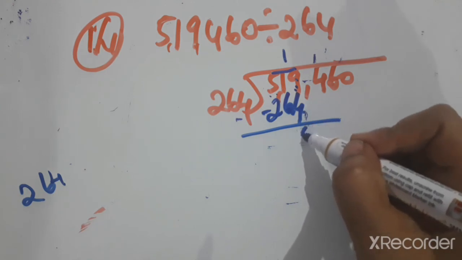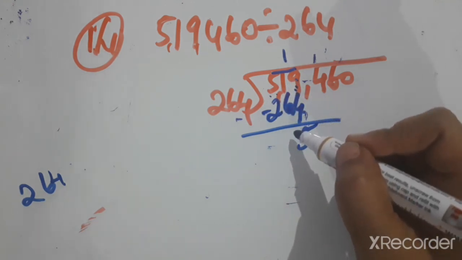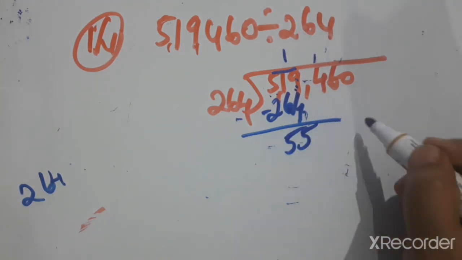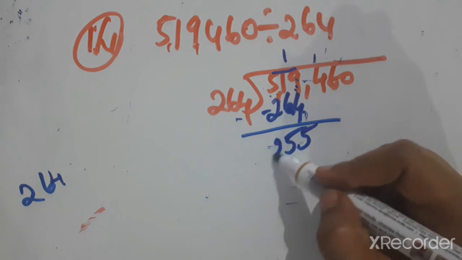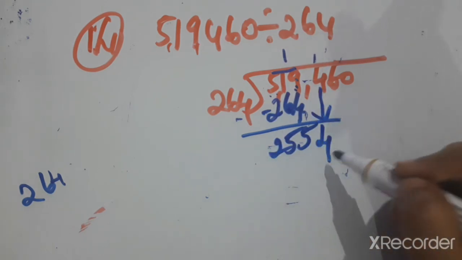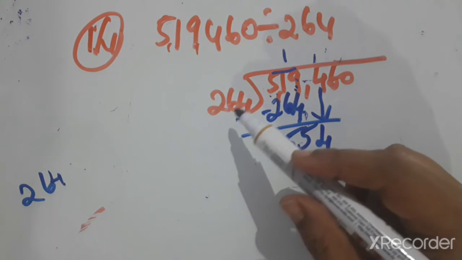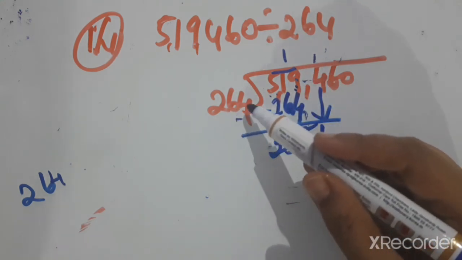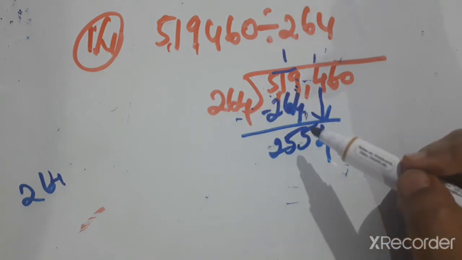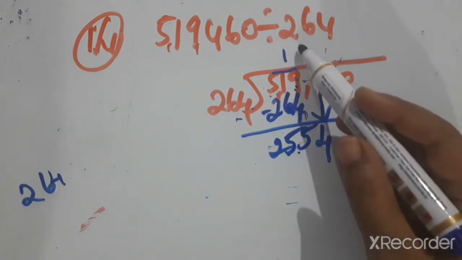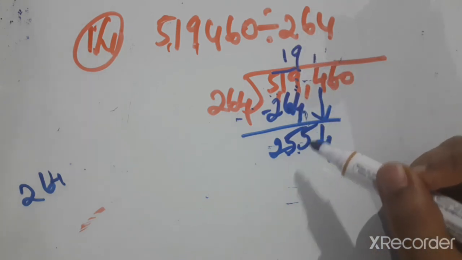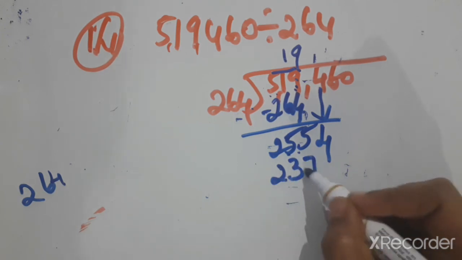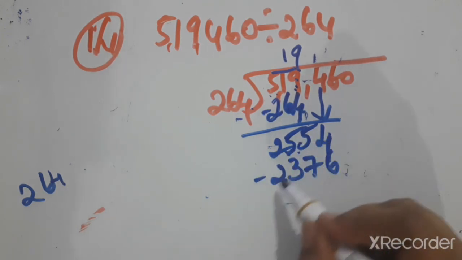9 minus 4 is 5. 11 minus 6 is 5, and 4 minus 2 is 2. Now bring this 4 down, 2554. 264 tens are 2640. Okay, 264 tens are 2640. So nearer to 2554 is 9 only. Okay, 9. 264 nines is 2376. That is nearer to 2554.